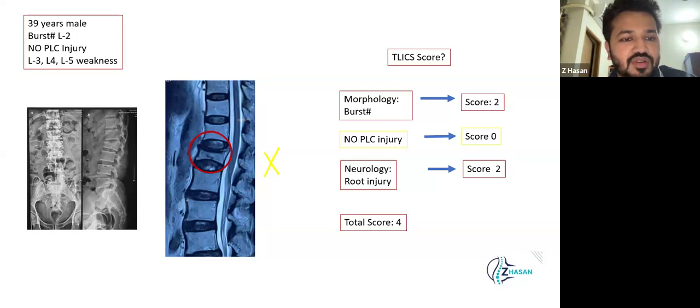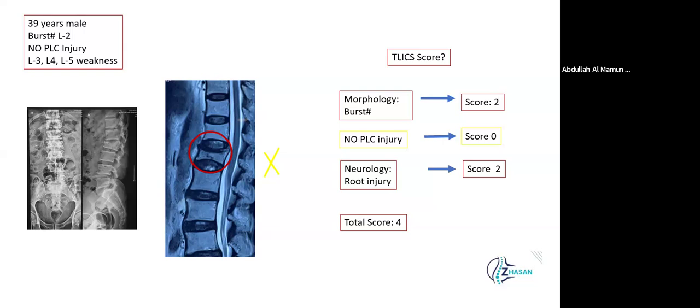Sometimes my answer was like this: the scoring systems and all the classification systems are made by Western people, so they may not think about our male person who is the only earning member of a family. I would like to operate him because he would love to go back to his work for the sake of his family, so that I can make him work on day 1 after surgery. So when your TLICS score is 4, I always believe the patient's factors come into play: whether the patient would be benefited by lying down for 3 weeks, 4 weeks, or maybe at least 6 weeks.